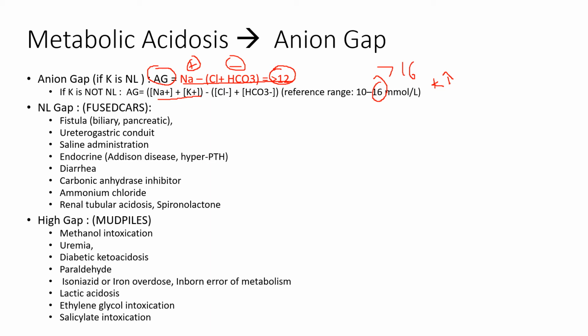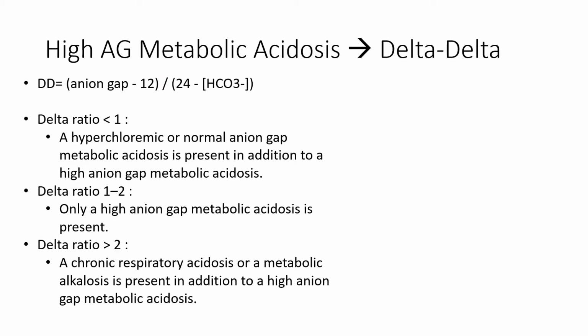So if we have a normal gap, which means less than 12, we have these causes, which are memorized by fuse cards. And if we have a high gap, which is greater than 12, we have MUDPILES, which is all of these causes here: methanol, uremia, DKA, and etc. So I'll give you a chance to look up all these causes. You can pause the video here right now and read up on the causes, and then we'll move on in just a second. Okay, so moving on.